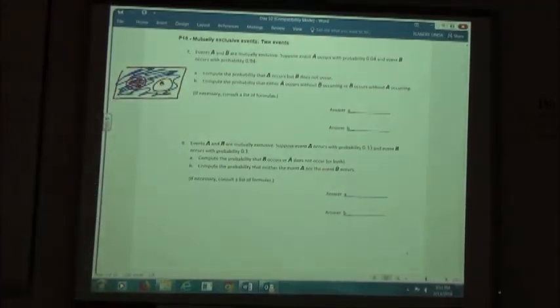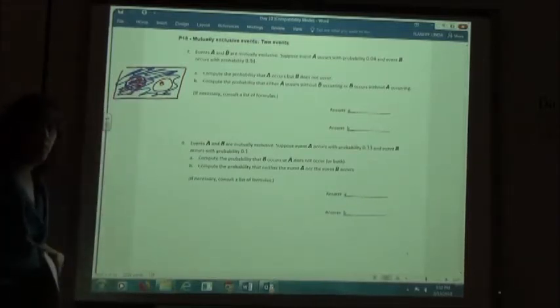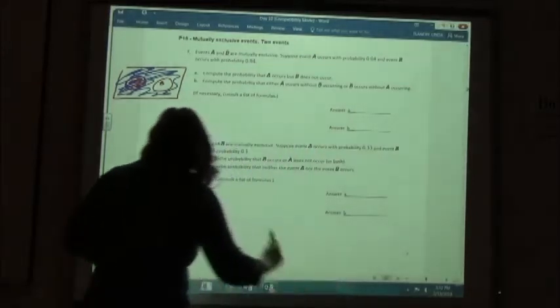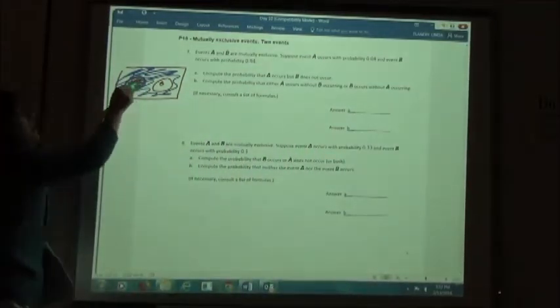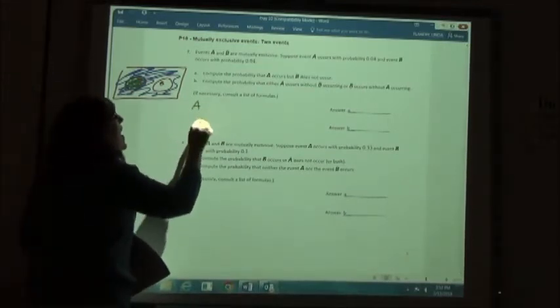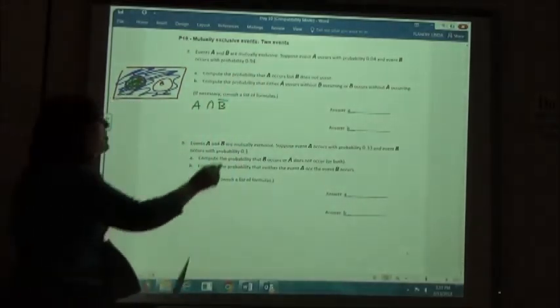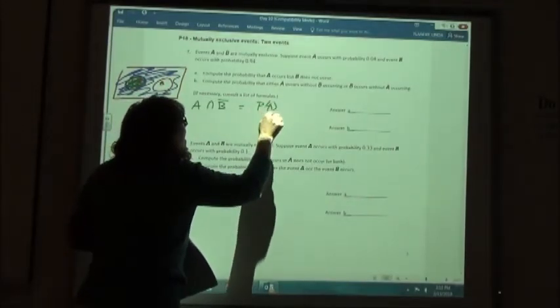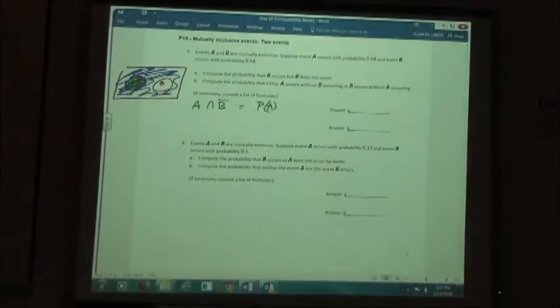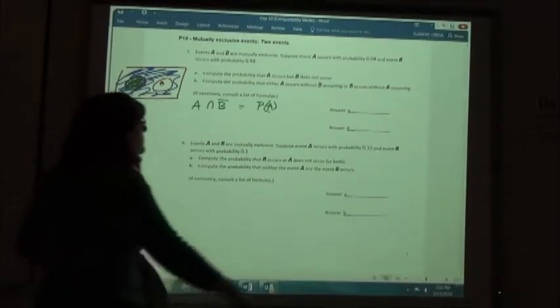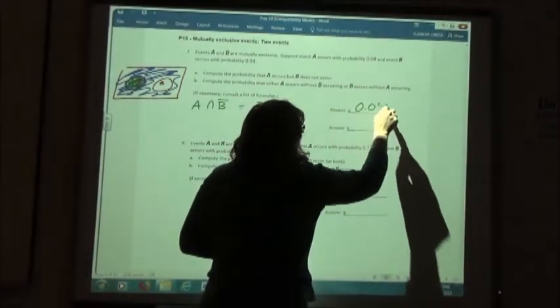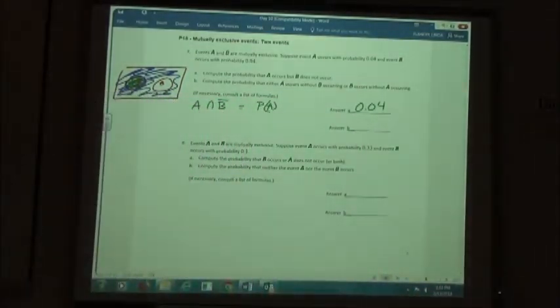If B is not going to occur, then I would have everything outside of B. But since this is A occurs and B does not occur, it really is just where those two things overlap each other. Well, where these two things overlap each other is just in this A section here, right? So, if I'm computing the probability of A and not B, that's how I would write that. It means all I have to really do is compute the probability of A, because if it's not B, then it's going to be A. Well, the probability of A tells us that it's 0.04. I don't have to do much math there.